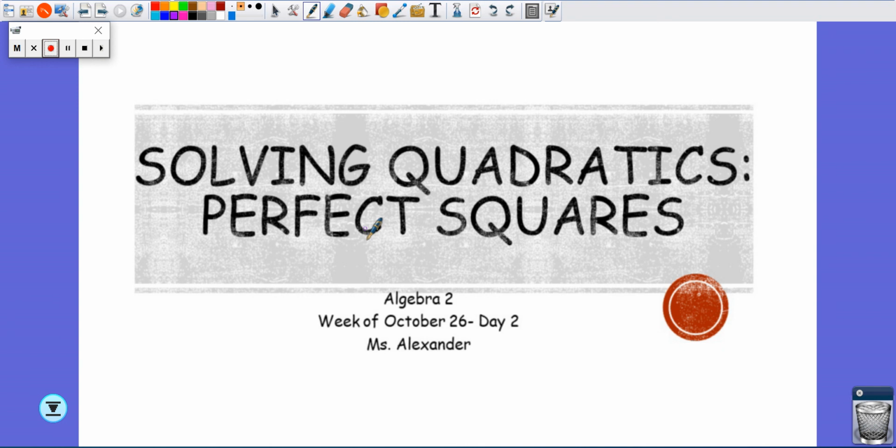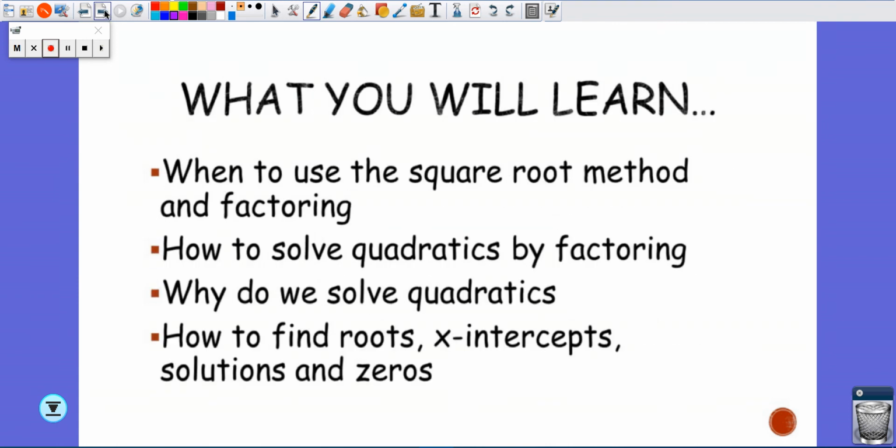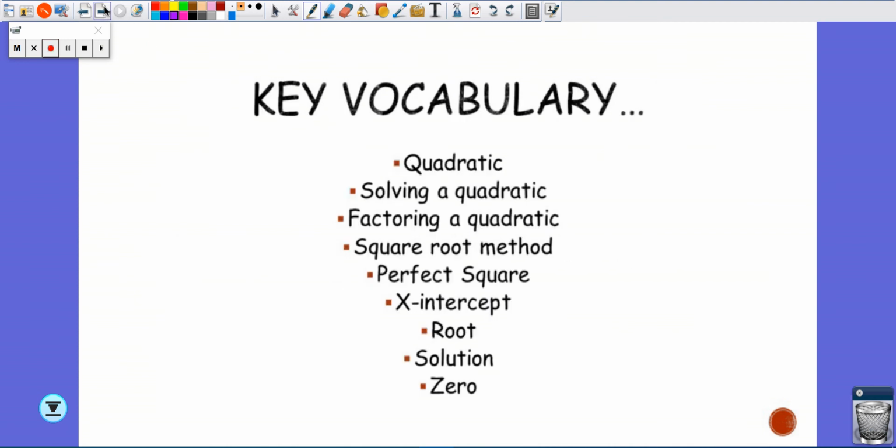Okay, so in this video, we're going to talk about how to solve quadratics when the numbers are perfect squares. So how do we solve a quadratic when the numbers are perfect squares? What you're going to learn is when to use the square root method and the factoring method to solve quadratics. We're going to talk about how to solve quadratics by factoring, why we solve quadratics, and how to find roots, x-intercept solutions, and zeros.